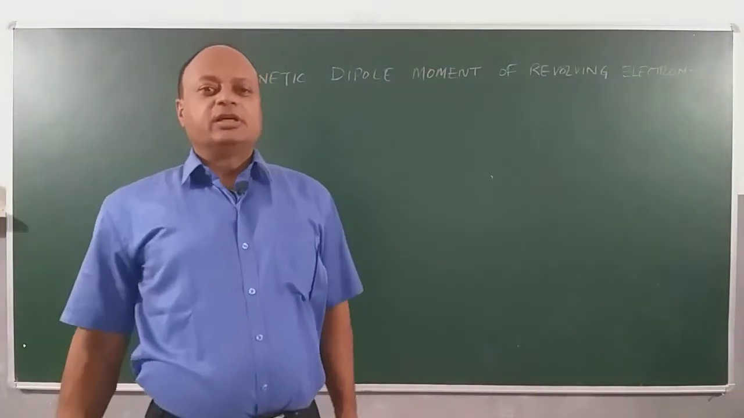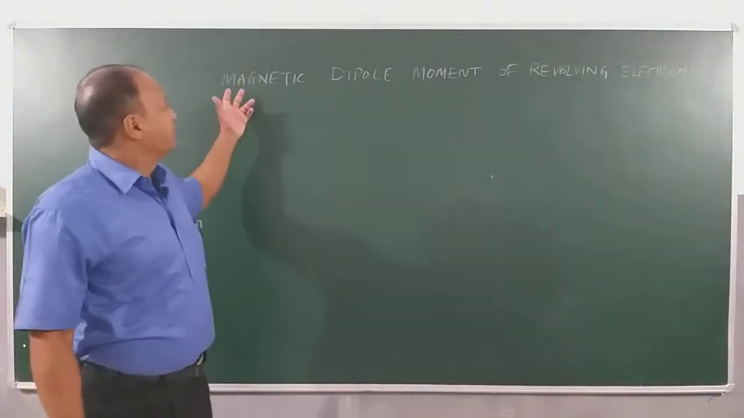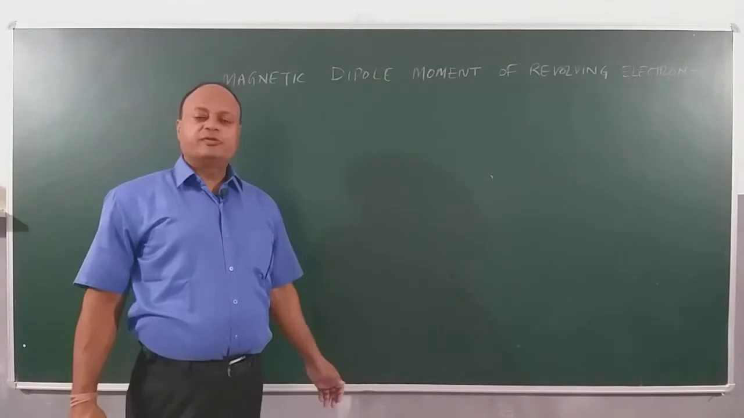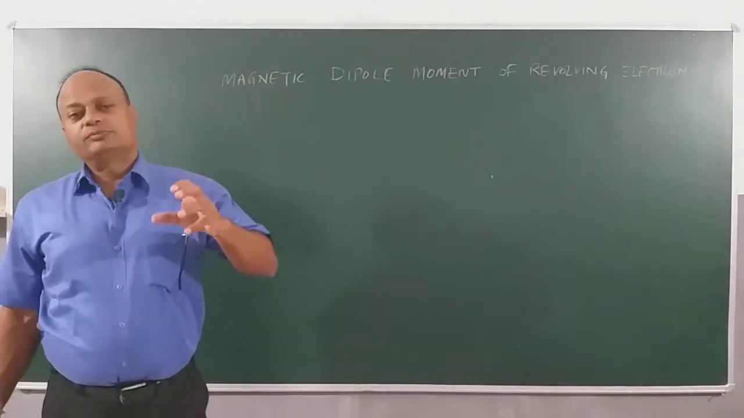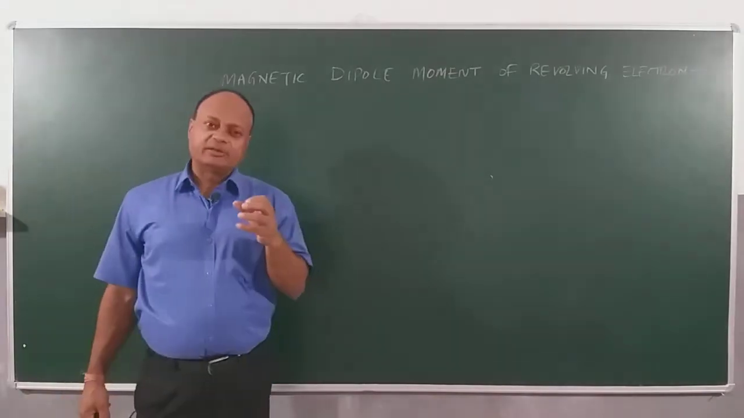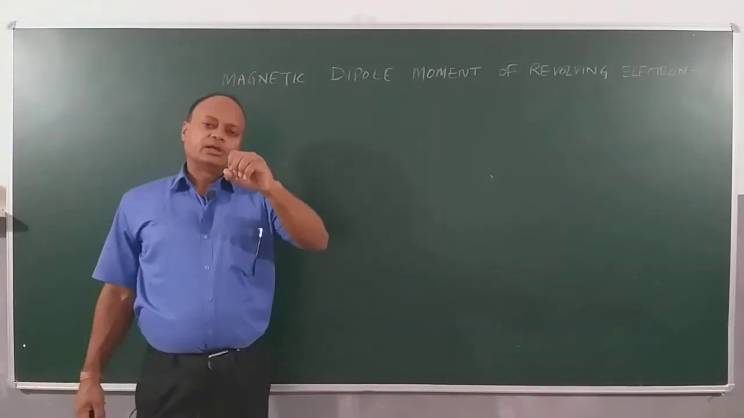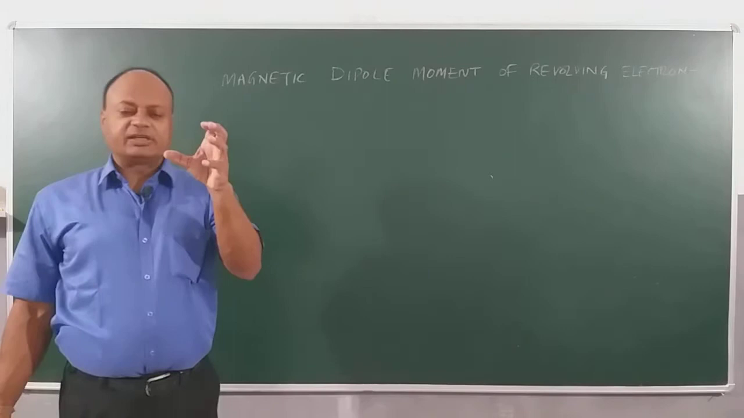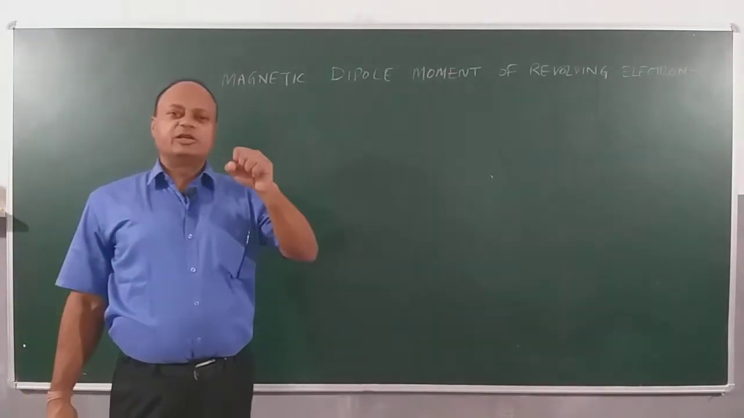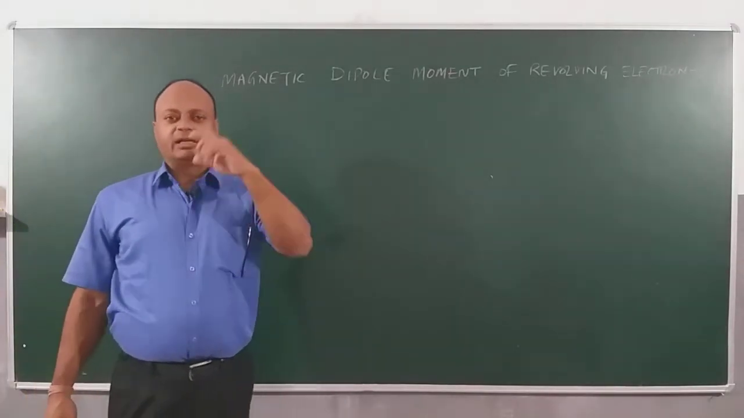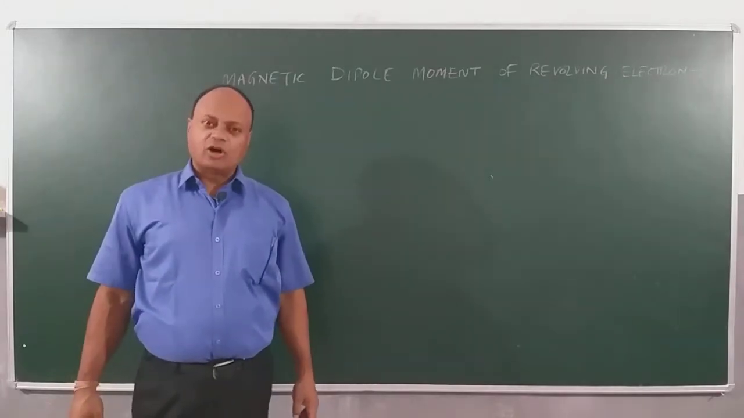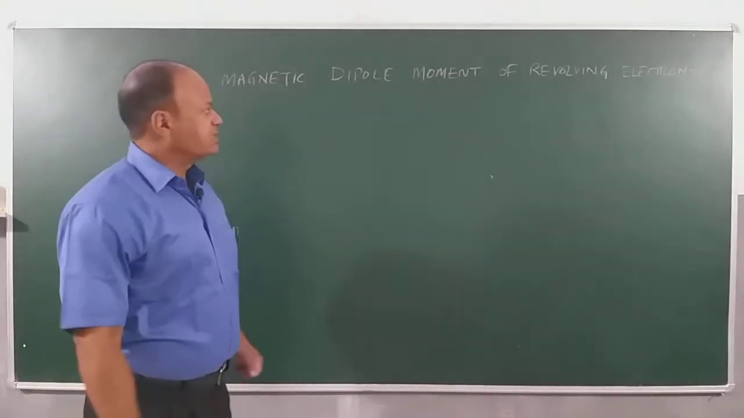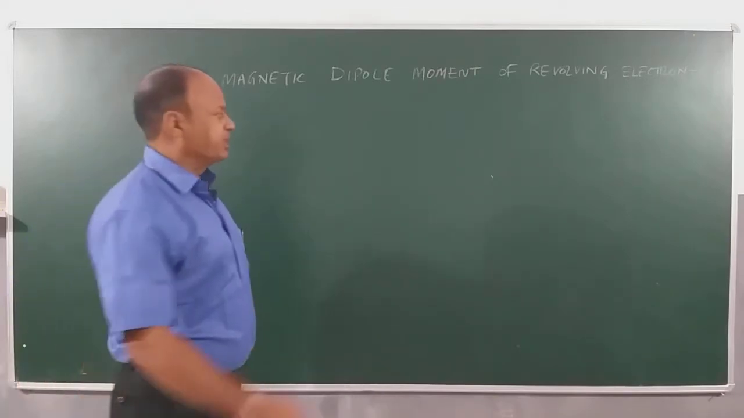Hello children, today we are going to discuss the magnetic dipole moment of our revolving electron. We know from the models of the atom that an atom is spherical in shape, it has a centrally located point called the nucleus, and electrons are revolving around the nucleus in circular paths that we call orbits. So we can consider the simplest model of an electron something like this.